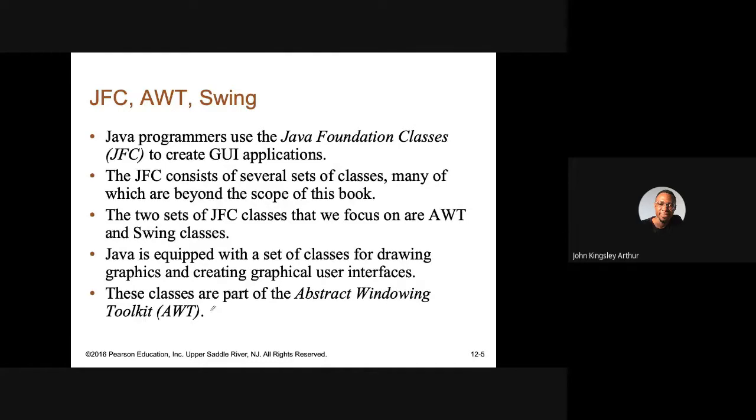library, the Java API that is used for building graphical user interfaces, is called the Java Foundation Classes, JFC. The JFC is made up of two main classes: the AWT, which stands for the Abstract Windowing Toolkit, and then the Swing classes. These are the two main Java Foundation Classes that are used in building graphical user interfaces.